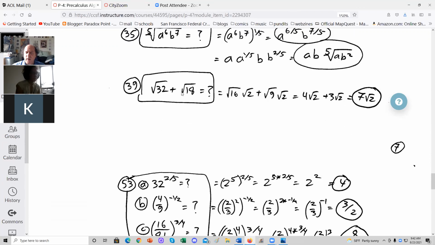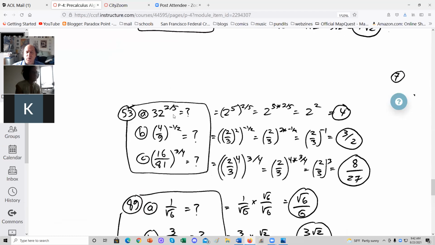Here, root 32 plus root 18. Well, now here we use a trick of simplifying. 32 is 16 times 2, and 16 is a square. 18 is 9 times 2, and 9 is a square. So root 32 is root 16 root 2, which is 4 root 2. Root 18 is root 9 root 2, which is 3 root 2. These are like terms. You can pull out a factor of root 2, leaving 4 plus 3, which is 7. 7 root 2 is the answer.